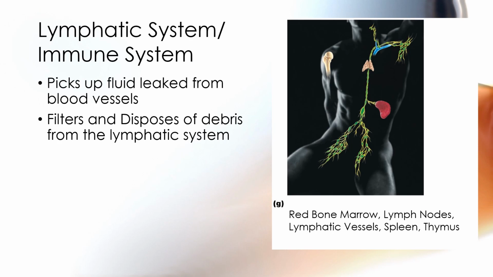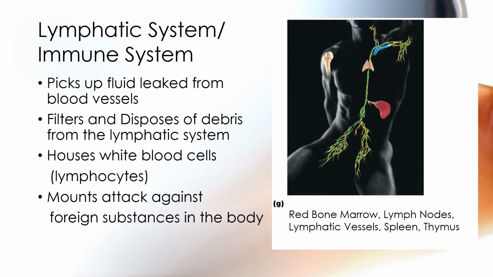The lymphatic vessels pick up that leaked out fluid. And maybe some debris as well, maybe some cells or any bacteria or viruses, anything that's not supposed to be there, it'll also pick up. So then it brings it back to the heart, back to the cardiovascular system, but it filters it along the way. We don't want to bring any of these foreign objects back into the cardiovascular system. And that's where the lymph nodes come into play. They act as filters. And within the lymph nodes, we're going to have these white blood cells.